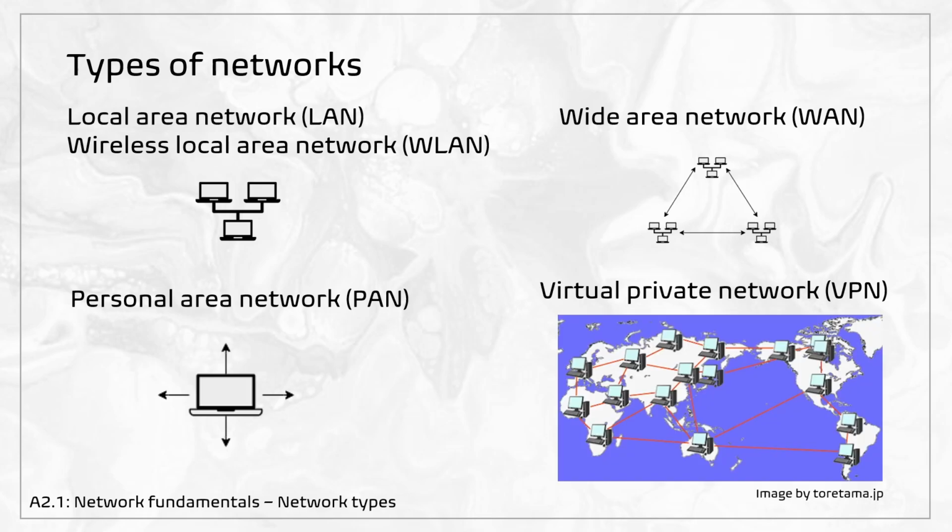Lastly, there's also virtual private networks, or VPNs. This is a special kind of network, because it's not really a network in itself. It's more like a tunnel through the Internet that exclusively connects two LANs, making them feel like one.